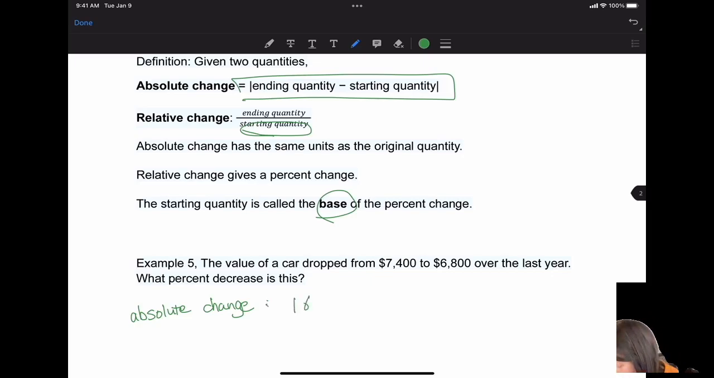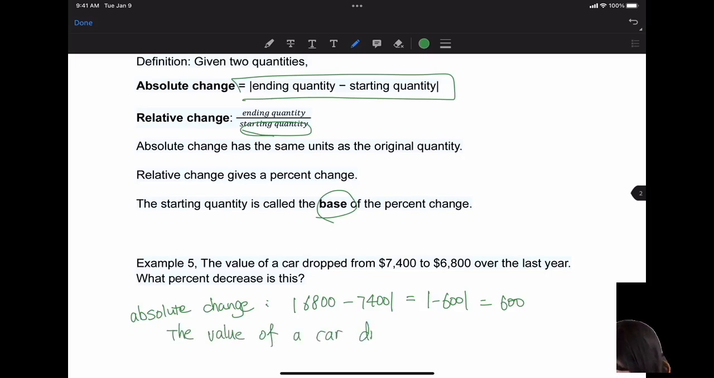So the ending quantity is 6,800 subtract 7,400. This is equal to negative 600, absolute value, which is 600. So that means the absolute change of this amount is 600. We can say the value of the car dropped 600 over the last year.